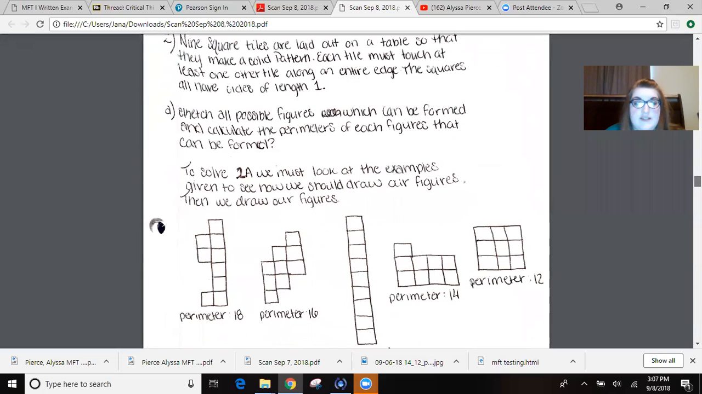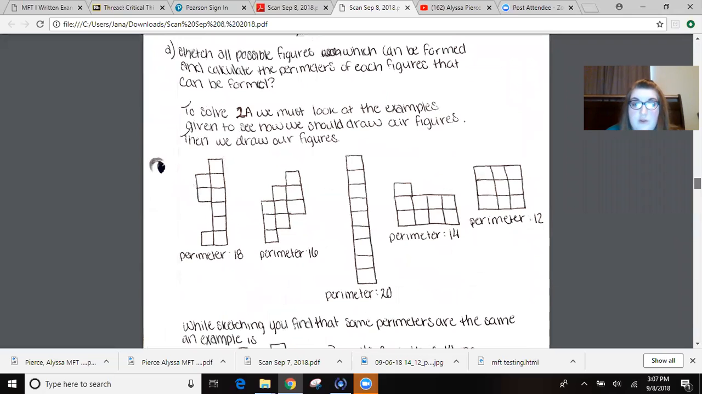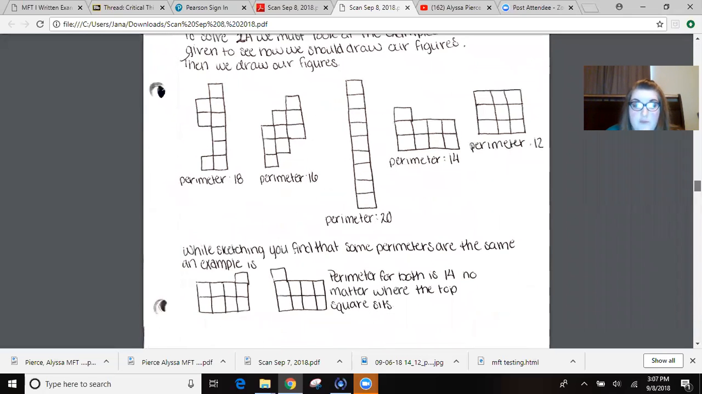The second question says 9 square tiles are laid out on a table so that they make a solid pattern. Each tile must touch at least one other tile along the entire edge, and the squares all have sides of length 1. So we're supposed to sketch all the figures and find the perimeter around each figure that can be formed. Now you'll find I have found 5 figures here with perimeters ranging from 12 to 20.